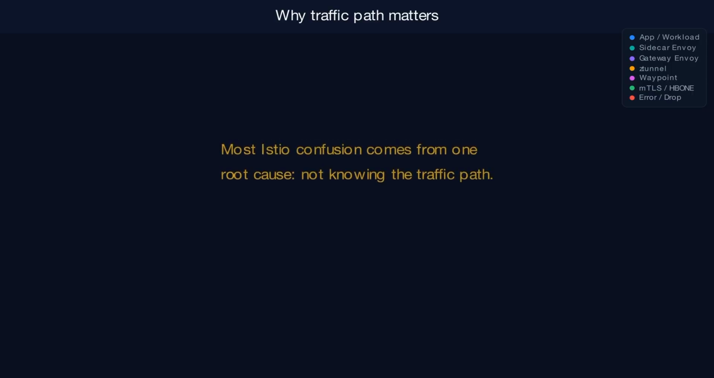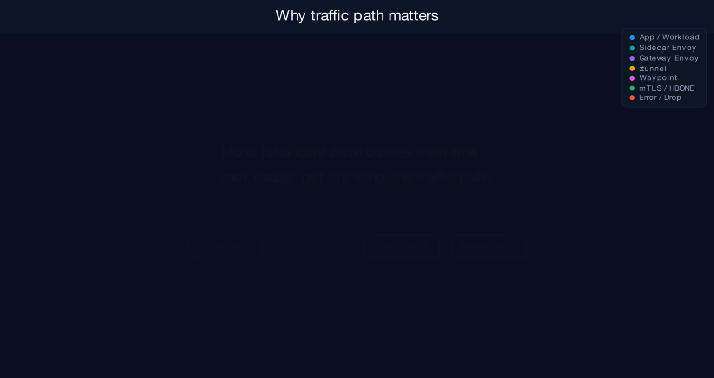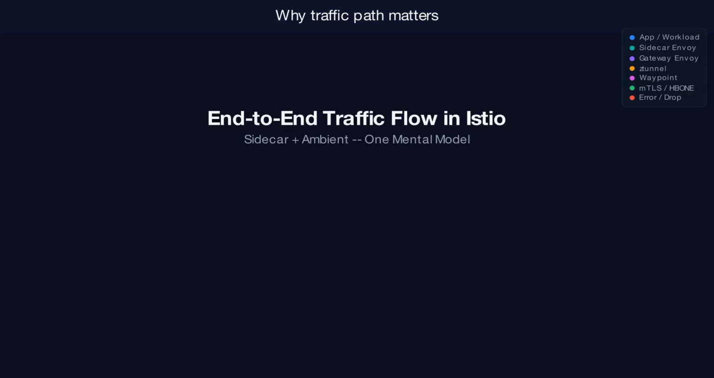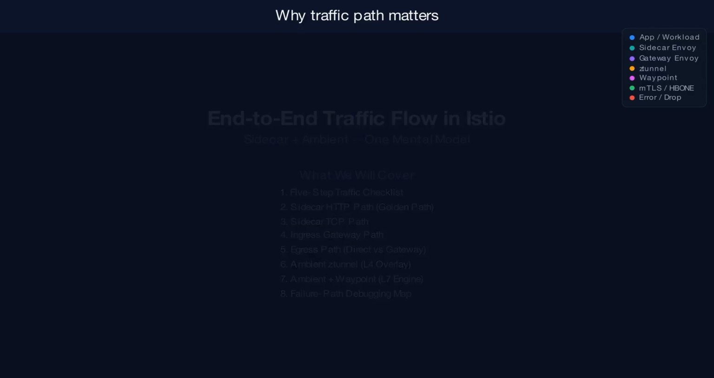Most Istio confusion comes from one root cause. People memorize features, but never the traffic path. If you can trace the packet path, who intercepts, who routes, who enforces policy, and who forwards, you can debug almost anything faster. In this video, we build one end-to-end traffic mental model that covers sidecar mode, ingress and egress gateways, and ambient mode with ztunnel and waypoint proxies.